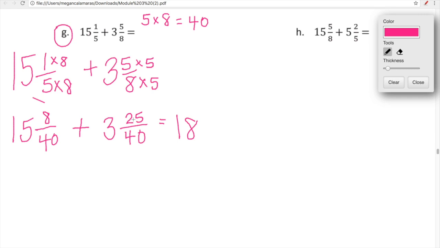5 plus 25 is, our denominator is going to stay the same. Did I say 5 plus 25? I meant to say 8 plus 25 is 33. So 18 and 33/40 is our final answer.